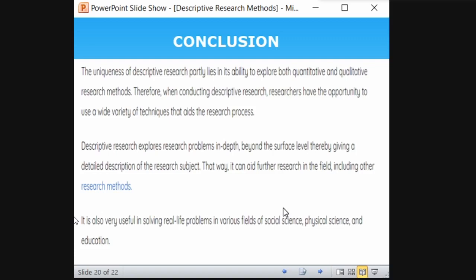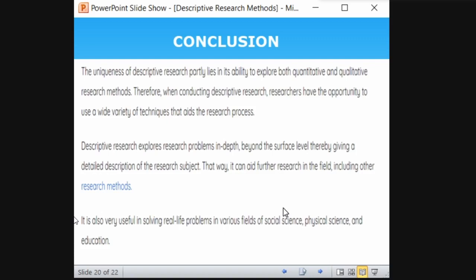So we are coming to the end part of this topic. See, the uniqueness of descriptive research. What is unique about this research is its ability to explore both quantitative and qualitative research methods. That is the uniqueness of this research method. Therefore, when conducting descriptive research, the researchers have the opportunity to use a wide variety of techniques that aid the research process. That is true actually. You are using the survey method, case study method, observation method, a variety of techniques and different kinds of tools: interviews, questionnaires, participant and non-participant observation, schedules. See how many varieties of tools and methods you are employing for this particular research design, right?